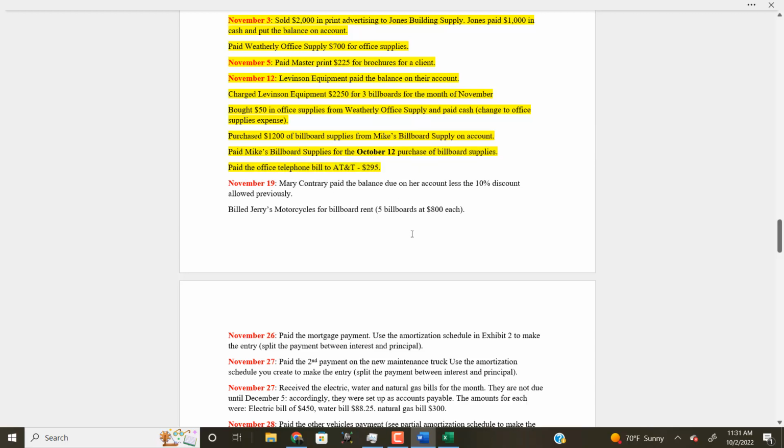Mary Contrary paid the balance due on her account less than 10% discount allowed previously. If you'll remember, what happened with Mary in October is we sold her some brochures. And when we sold them to her, we charged her $1,750. She later discovered that there was a typo in one of the brochures. And so we went to her, and the typo was kind of minor, but it's still a typo. And Mary is not happy with the typo.